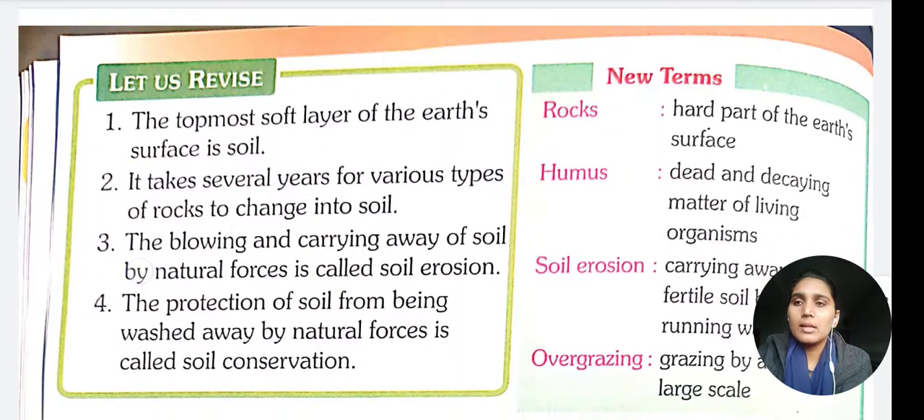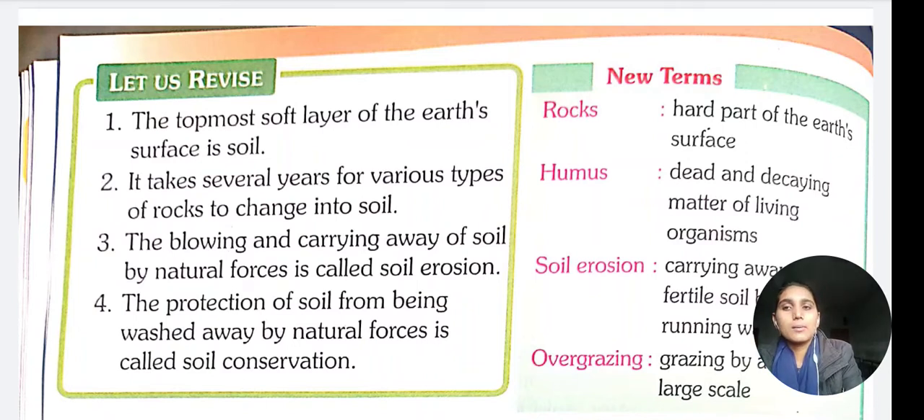Now let us revise. The first condition is that the topmost soft layer of the earth surface is soil. धरती की जो सबसे ऊपरी सतह है, जो सबसे topmost layer है, इसी को हम soil कहते हैं. Second topic is it takes several years of various types of rock to change into soil. Basically the soil is formed by the rocks only. By the weathering of rock the soil is formed and it takes several years in the formation of a soil.